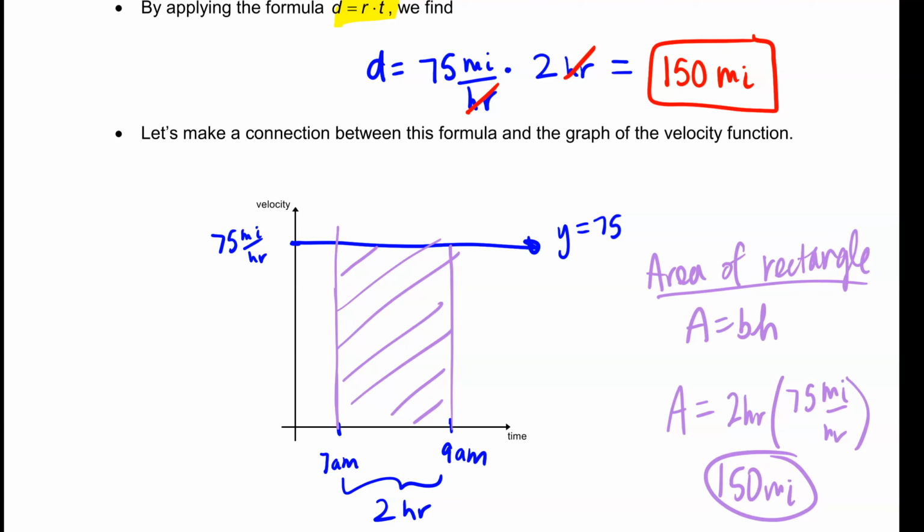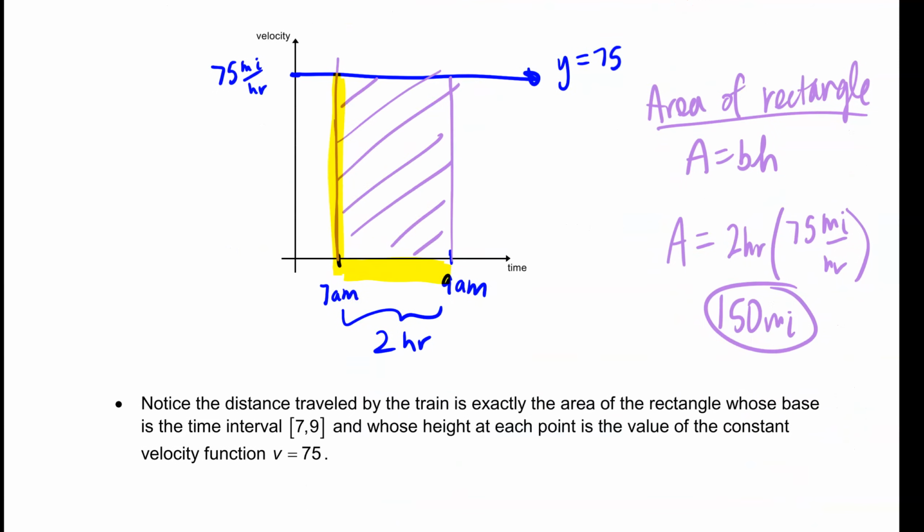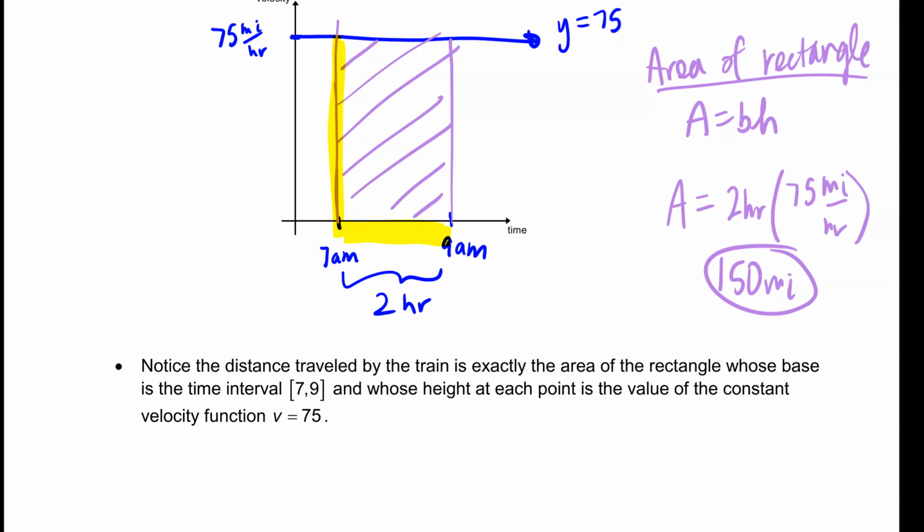But isn't it just looking at the 7 a.m. to 9 a.m. slot? So how do you use the whole 75? So the base is this 2 hours. The height right here, this is at 75. Because I only want the area of this part right there. So notice the distance traveled by the train is exactly the area of a rectangle whose base is the time interval from 7 to 9 and whose height at each point is a constant 75.